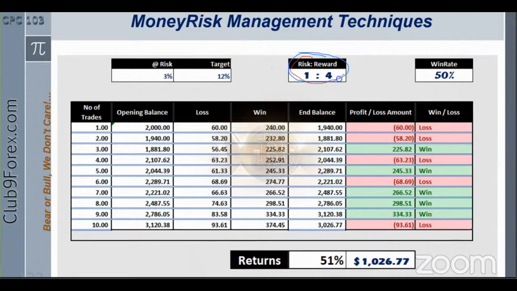The person has a risk reward of 1 to 4, but you can see that the win rate of this account is just 50%. That means if the person takes 10 trades, there's even a possibility that he will lose 5 out of those 10 trades. But at the end of the period, the person is still making about 51% returns on capital. So we are starting with an account balance of $2,000, and at the end of the period, the account is now about $3,000, despite the person having lost 5 of the trades.